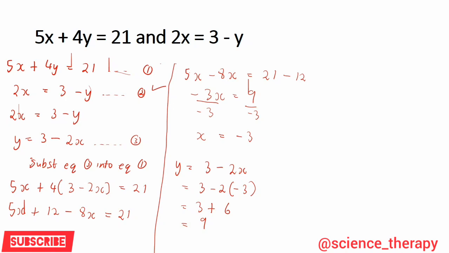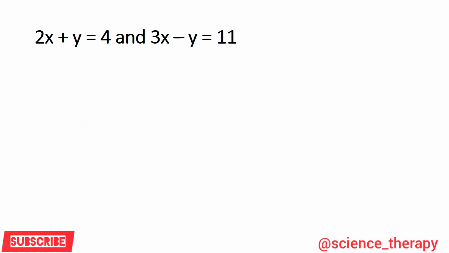Now let's look at another question. Let's say this time around you have 2x plus y equals 4 and 3x minus y equals 11, right? Again, the first thing we want to do is write out our equations as equation 1 and equation 2. So we have 2x plus y equals 4. This becomes our equation 1. And then we have 3x minus y equals 11. That becomes our equation 2, right?